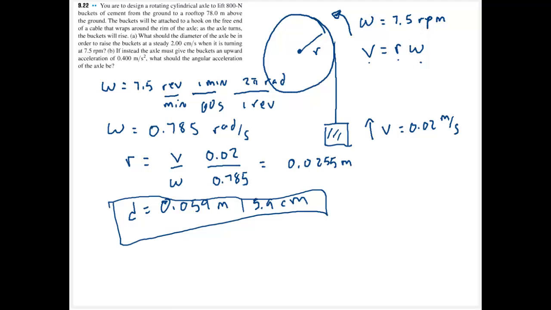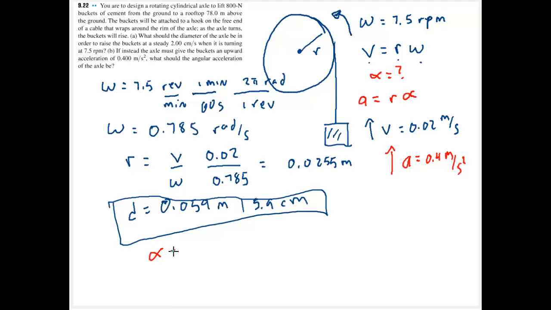Now for the second part of the problem, it says suppose you want to now have the bucket accelerating upwards with a linear acceleration of 0.4 meters per second squared. Now, how fast should this guy be turning? Much like we know a relationship between linear velocity and angular velocity, we also know the same for linear acceleration and angular acceleration. So I'm actually not looking for linear velocity, I'm looking for angular acceleration here in this part of the problem. That's what I'm solving for.